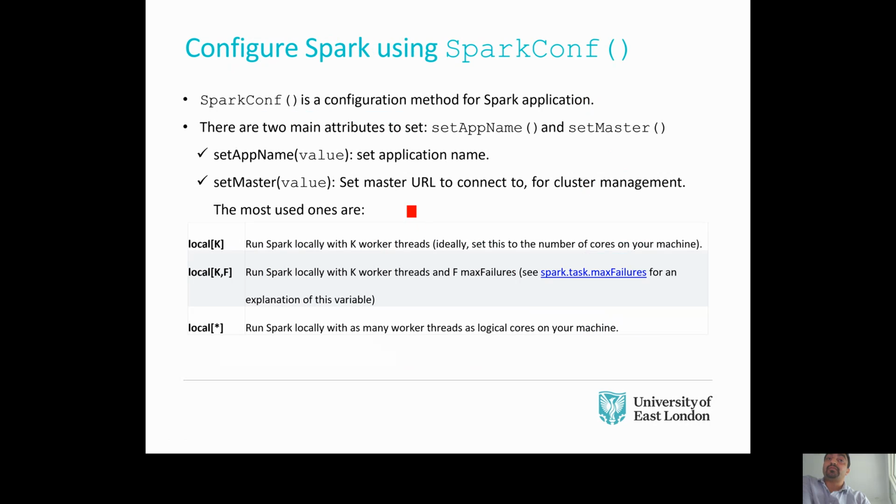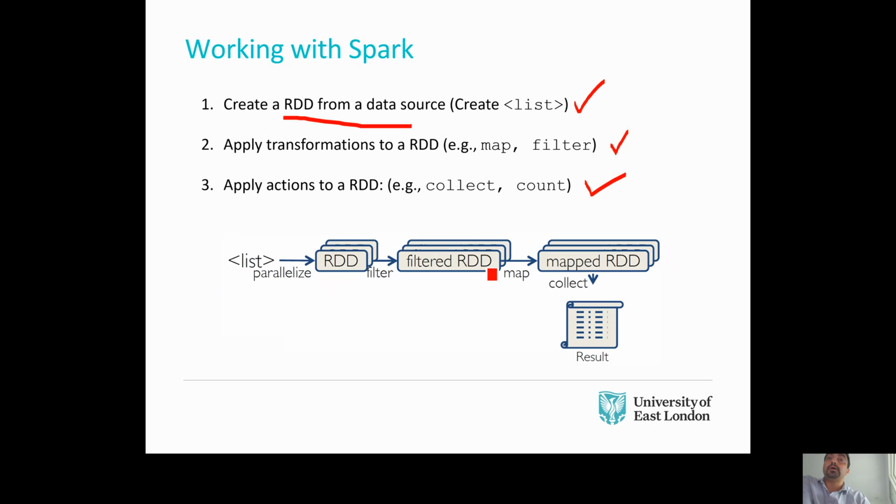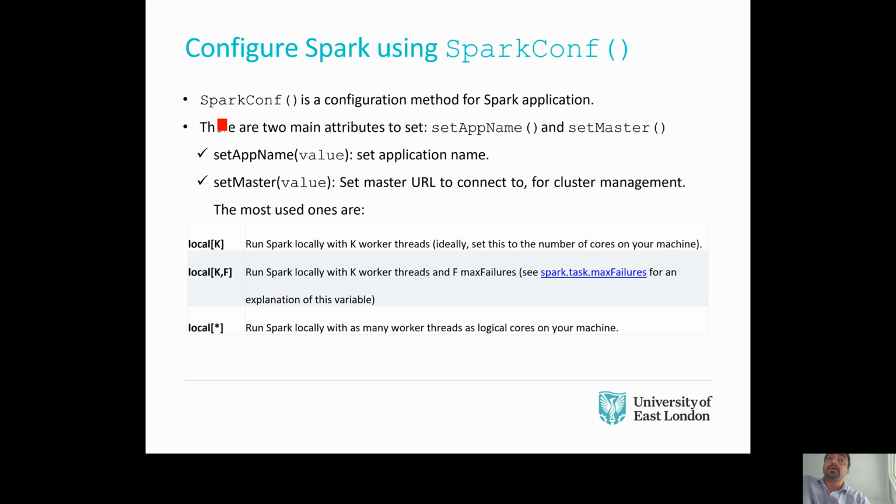One important thing is the configuration of Spark. Before going through your Spark coding, you need to have a Spark configuration. Spark configuration is a method that can set up, or let's say configure, your Spark application. There are two main attributes in Spark configuration. We call it set app name, where you can give a name for your application, and set master, guys. Very important. This is your cluster manager, right? Let's see what that cluster manager is.